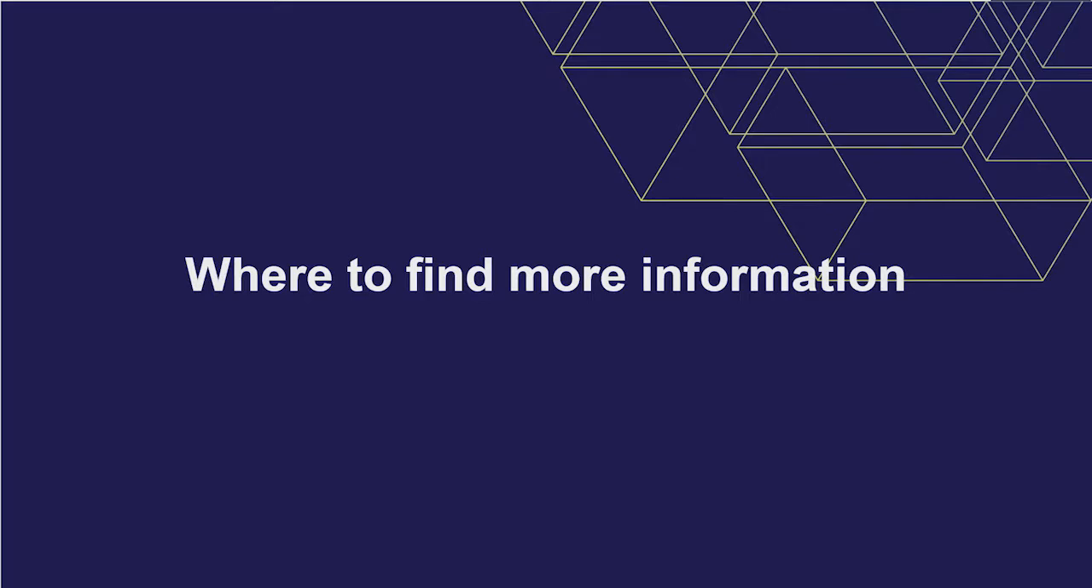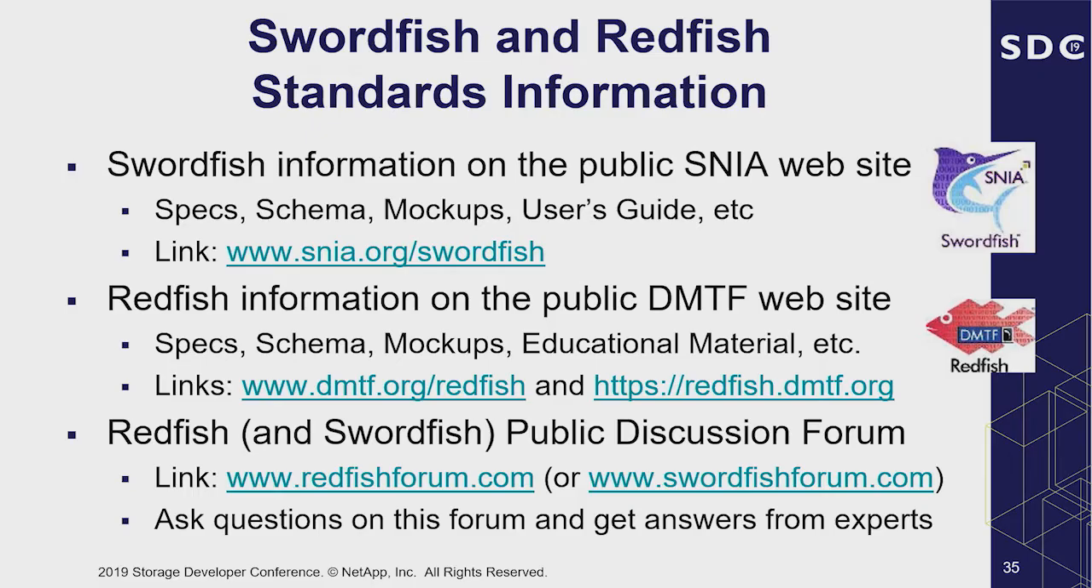Where to find more info? These are pretty straightforward. If you want more information about Swordfish, the link we tell everybody to remember is snia.org/swordfish. If you want more information about Redfish, we tell everybody dmtf.org/swordfish. Redfish, woo!